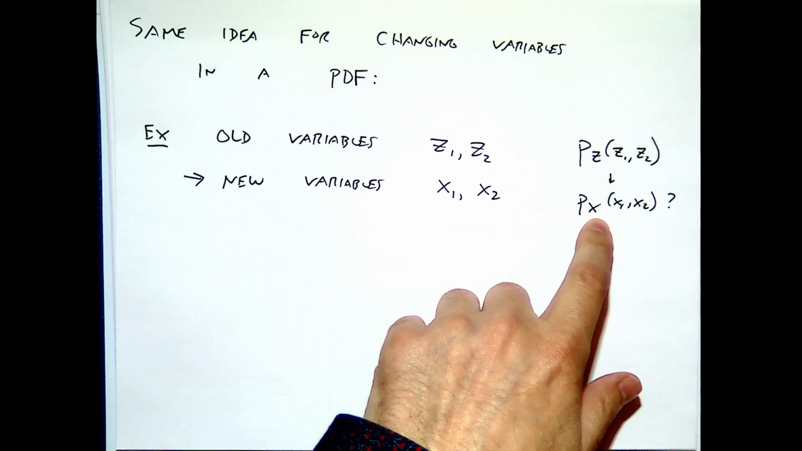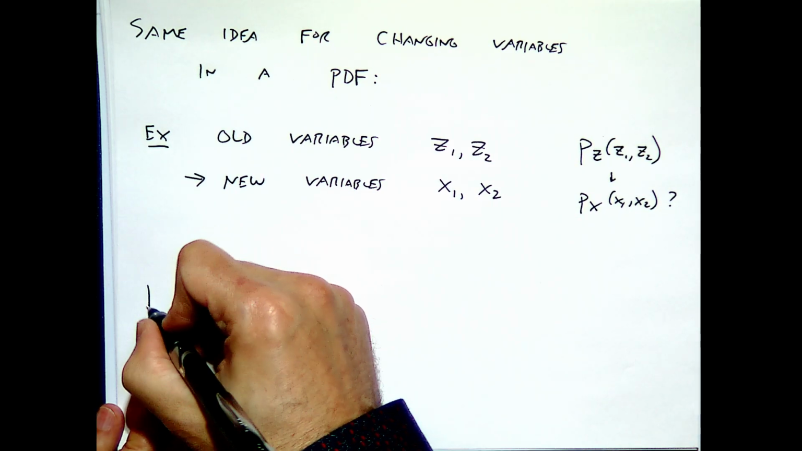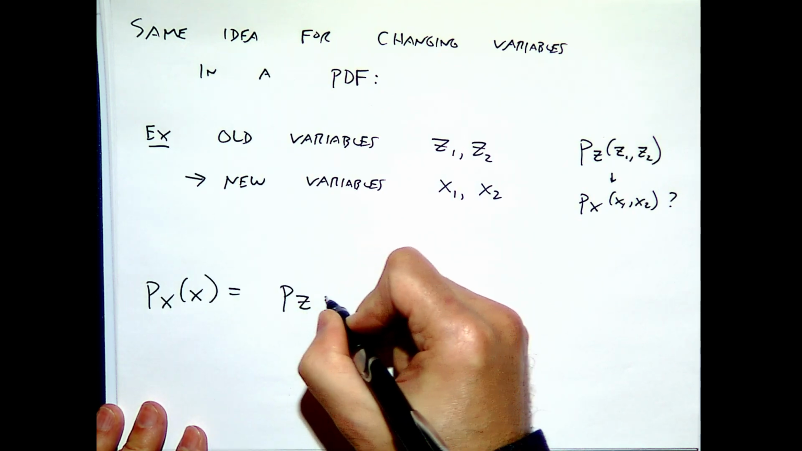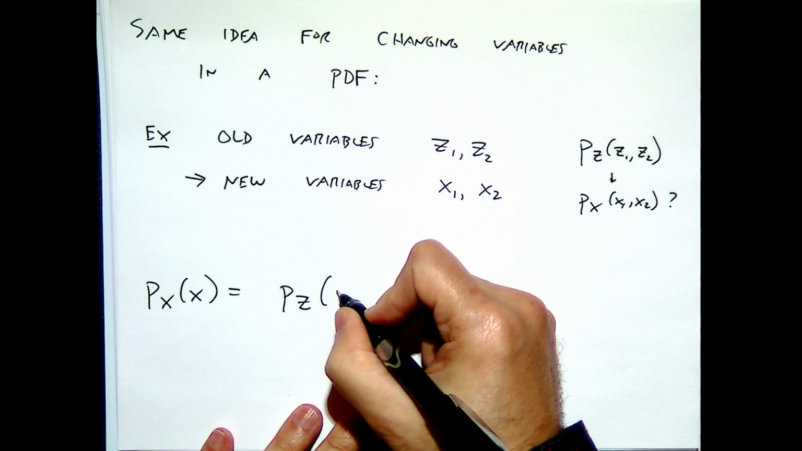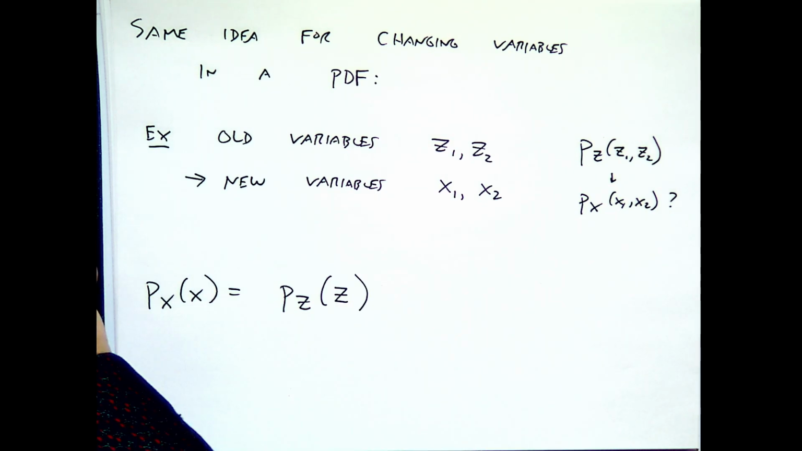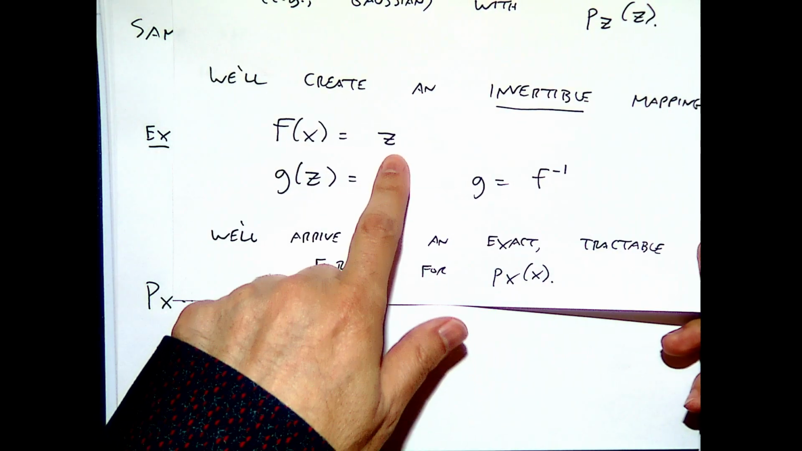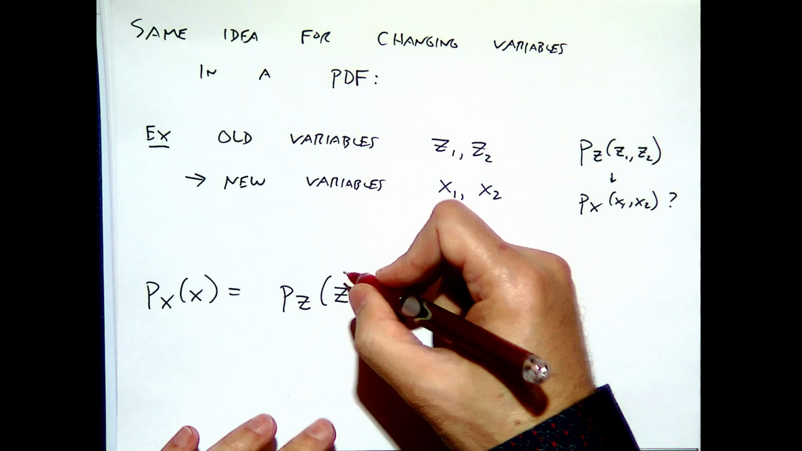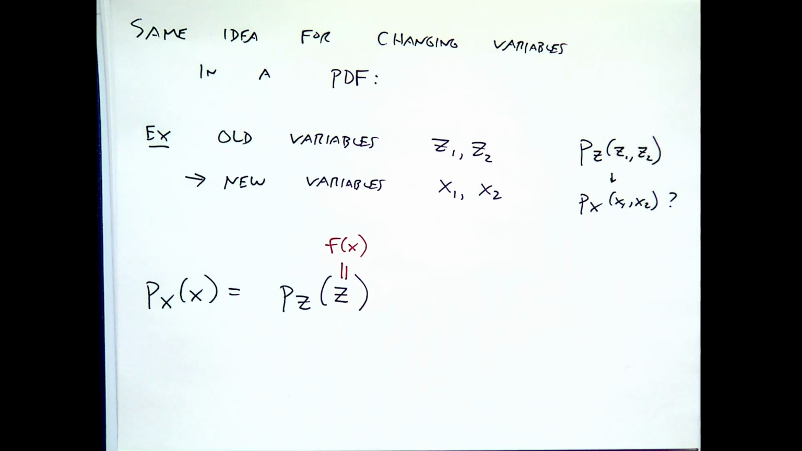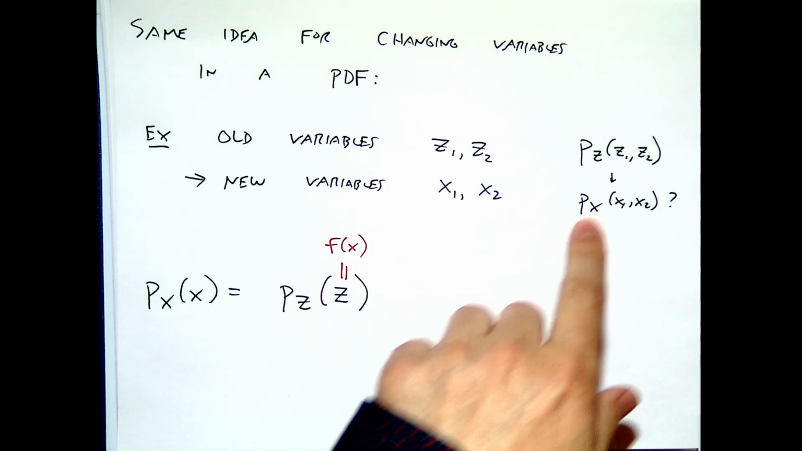It seems like it should be pretty related, and it is, right? The PDF in x is just the PDF in z. Now remember that this z, back in my slides a couple times ago, I'm thinking about like a function of x, right? So really it's like saying I have a function of x that I plug in to get z. I plug in that function of x into the PDF of z.